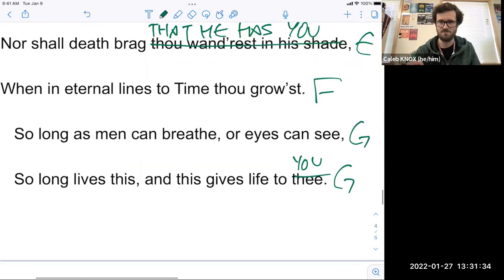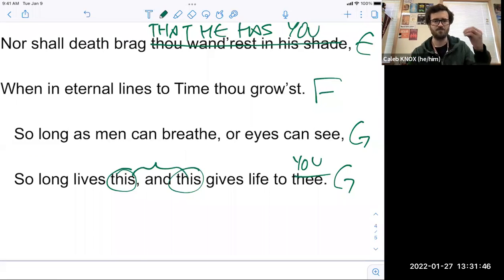So this whole poem, this whole metaphor, all of this leans on this word, this, okay? The word this is a pronoun, which means it stands in for a noun. It takes the place of something. Now, it doesn't explicitly state what this is. So we have to think about, as Shakespeare's writing here, what is the thing that he says lives as long as men can breathe or eyes can see, what is this thing that gives life to her?